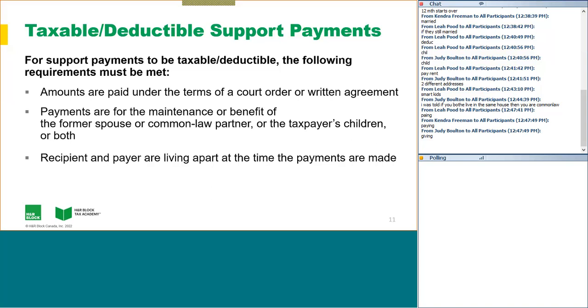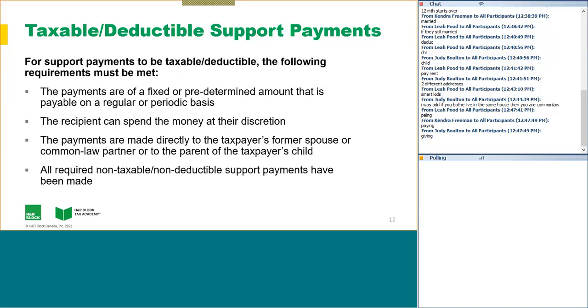For support payments to be reportable and possibly taxable or deductible, they must be paid because of a court order or written agreement. So this has to be in writing. If it's not in writing, we're not putting it on the return. It has to be for the maintenance or benefit of the former spouse or common law partner, or the taxpayer's children, or both. So it has to be going to one of those people. And the recipient and the payer have to be living apart at the time the payments are made. And again, the definition of living apart can get fuzzy, but in two houses is generally what is required. So that's the first set of rules.